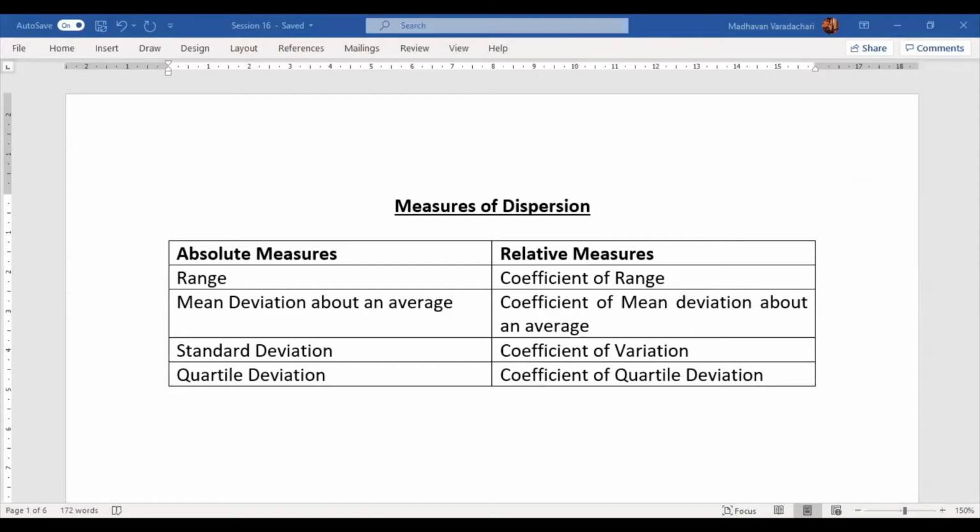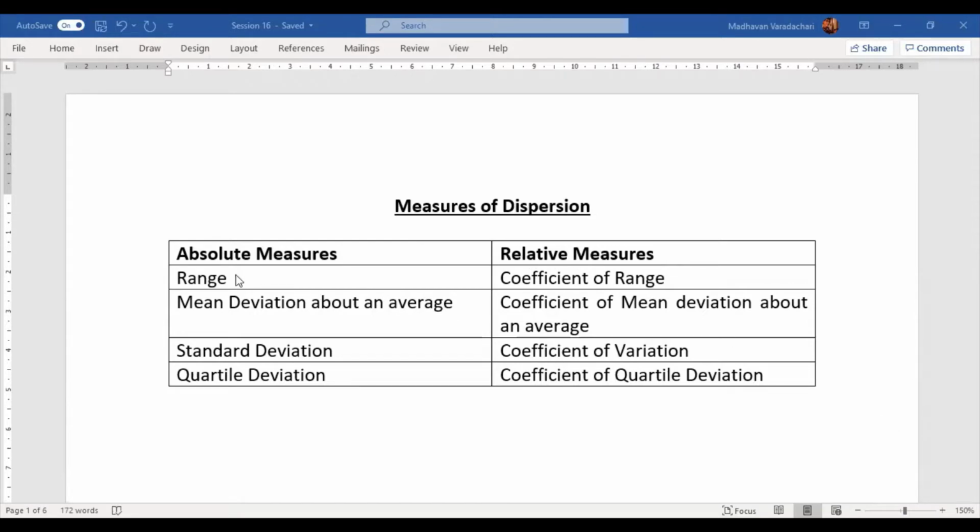Hello everyone. In this session, we will discuss measures of dispersion. Now we will go into the session. In this session, we'll see about measures of dispersion. Measures of dispersion is classified into two. One is absolute measures, another one is relative measures.